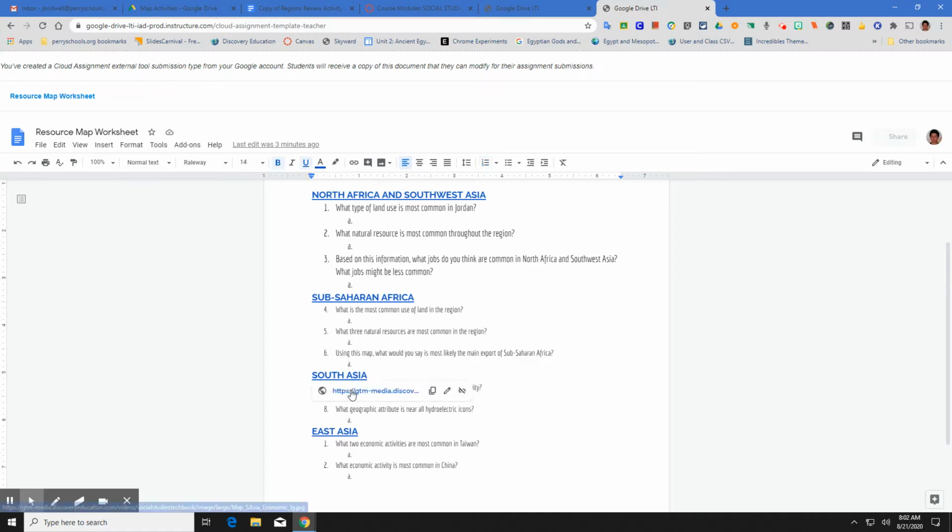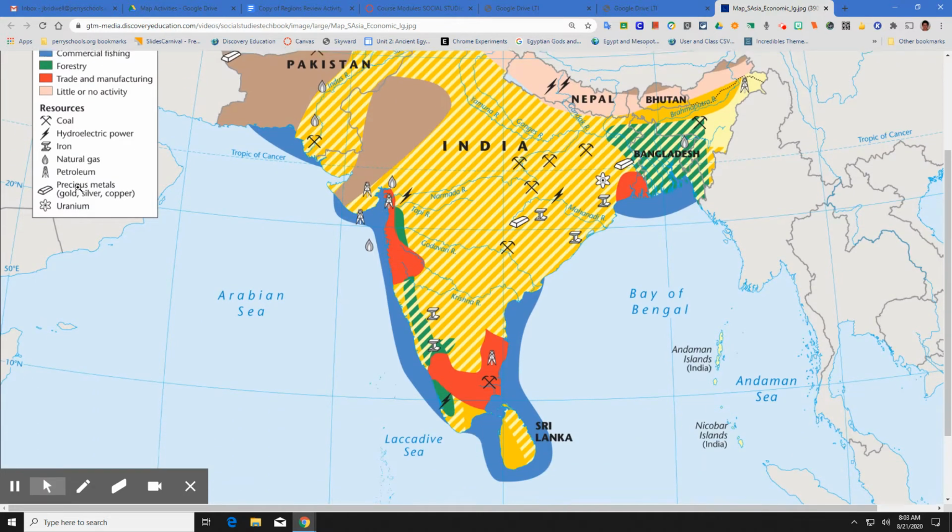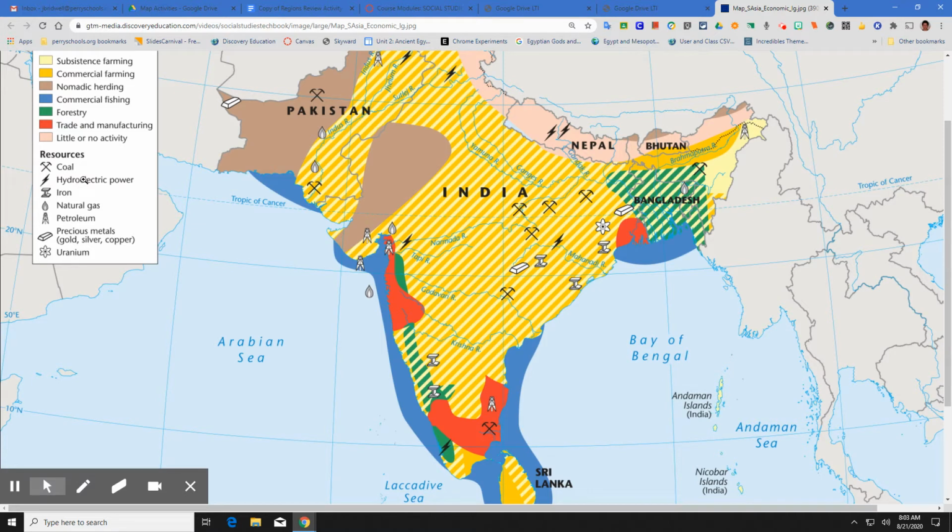Least common. So we open up the resource map here, and we want to make sure that we reference our key over here. Okay, so we're looking for land use. When we look at these yellow and gold stripes, yellow and gold are commercial and subsistence farming. So we know that those are the most used resource. So what is the least used resource? When we look at this, what color is least here? It would be forestry, right?